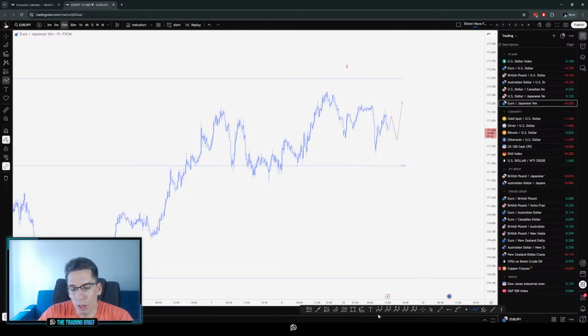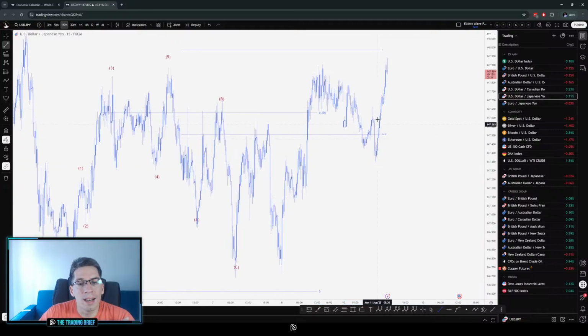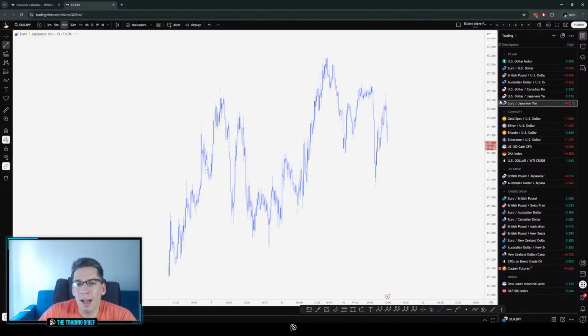So why not? I like it more now compared to last week when I was more focused on dollar yen, because dollar yen was much better compared to the euro yen, and right now I prefer the euro yen more. Of course, if a setup appears, I'm taking this part.